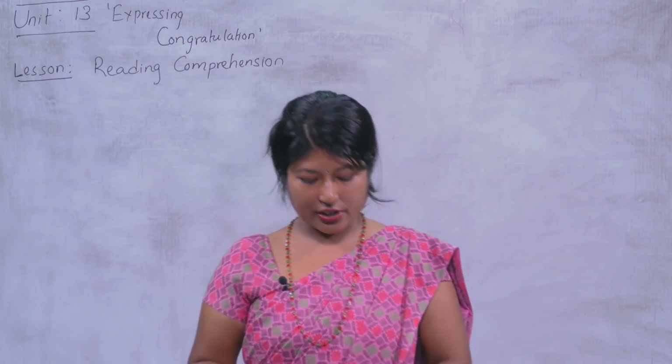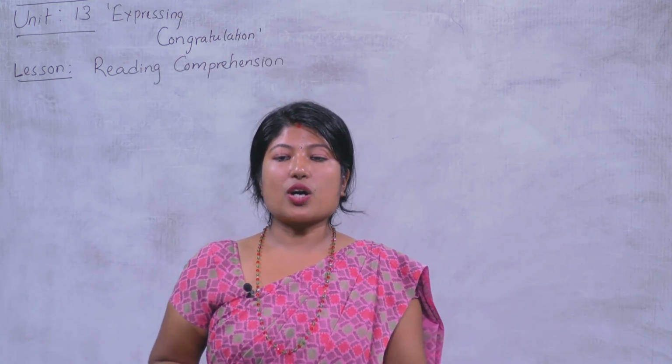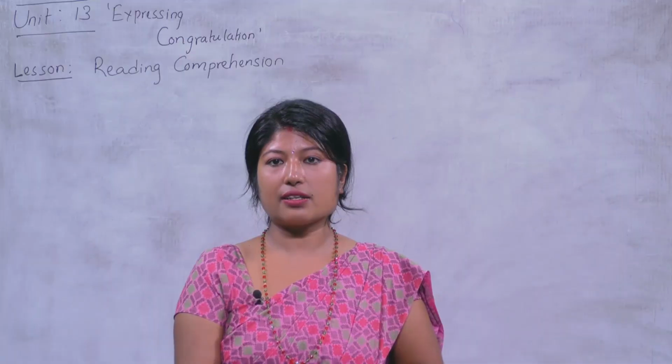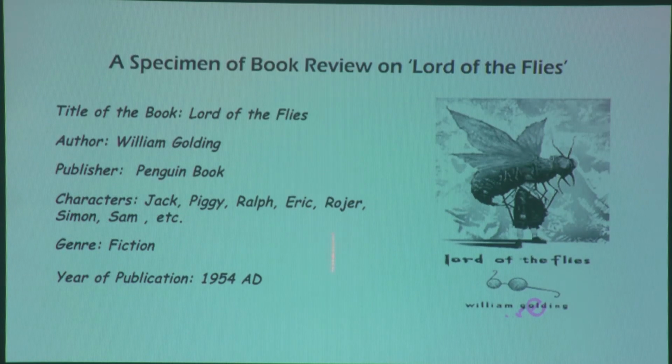Next activity, this is the final activity you have to do. In this activity you have to fill up this box with information given in the movie and the book: name of the movie, author, release date, main characters and genre. Like movie name Jhola, director Yadav Kumar Bhattarai, release date 7 December 2013, main character Garima, and others are also there. Genre is social. Likewise you write about the book, and in this portion you find all the information of both.